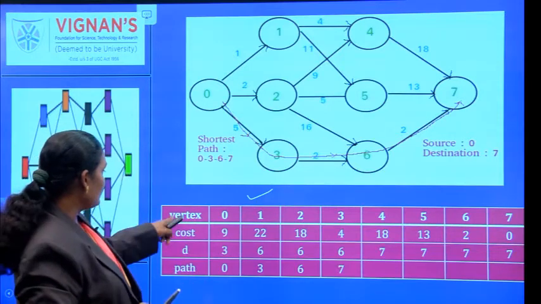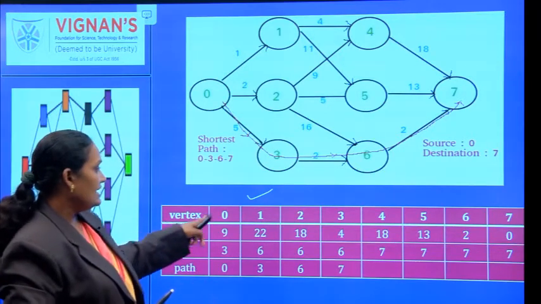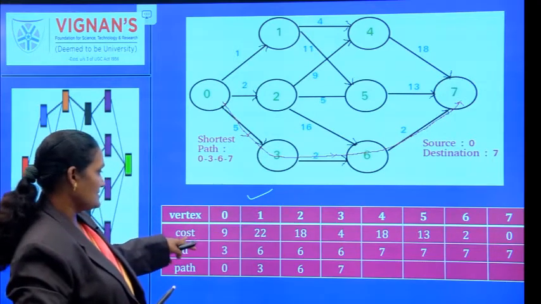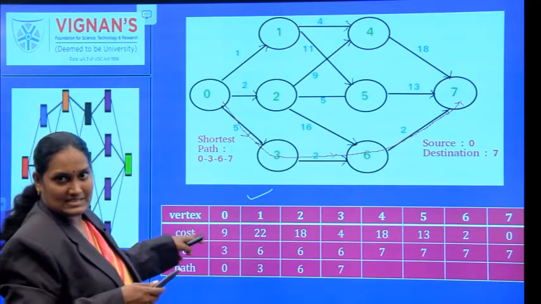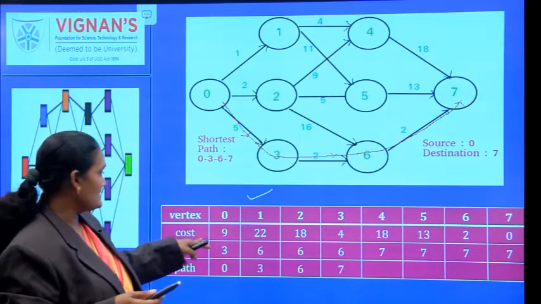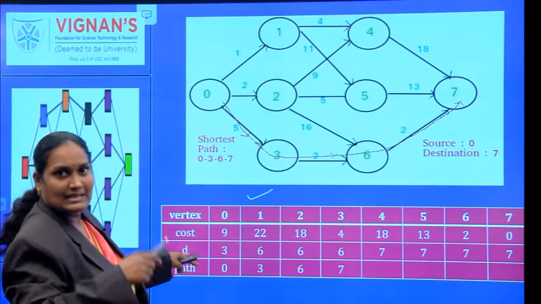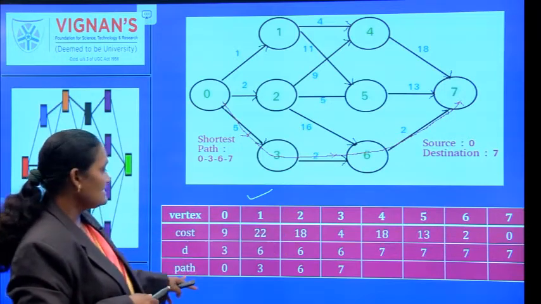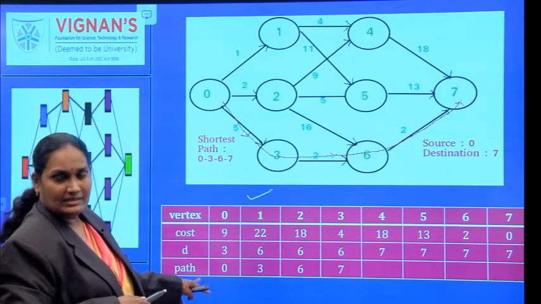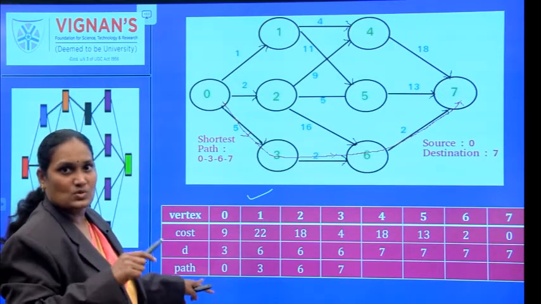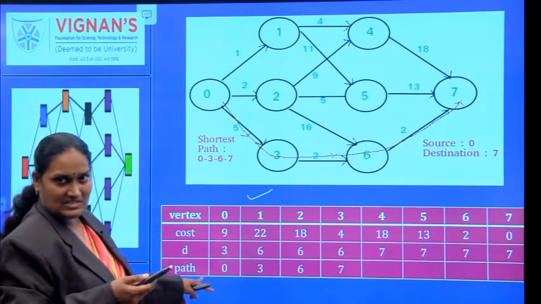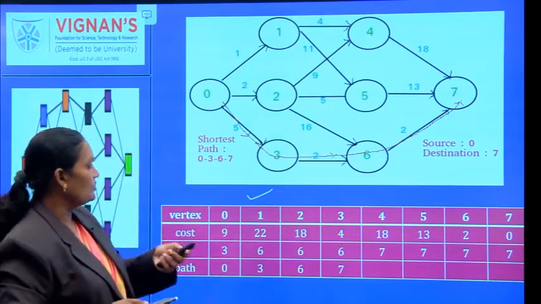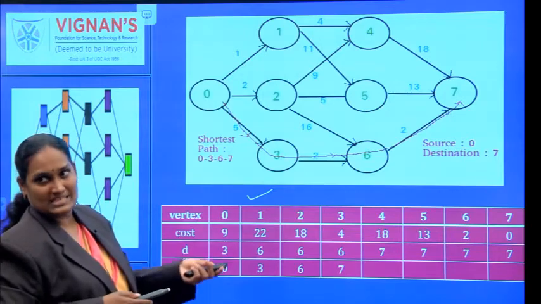The first row is vertex. Here we have the vertices 0 to 7, and the second row represents cost. We need to find the cost of those vertices. And the D values: in the algorithm, we are finding the D values, and those D values are represented here. And this is the path that we are following to reach from source to sink in the given multi-stage graph. Now, how to find all these values? I will explain how to find and tabulate these values.